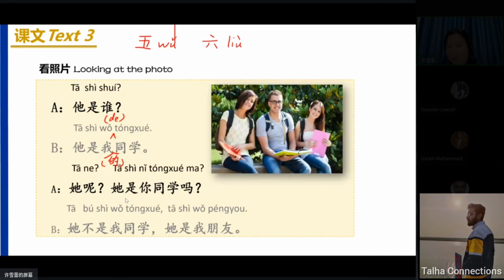他是你同学吗? Is she your classmate? 他是你同学吗? We use 吗 at the end of the statement, attached to the statement, to ask a simple yes or no question. 他不是我同学. 不是 is not. 他不是我同学. She's not my classmate. 他是我朋友. She's my friend. Okay.